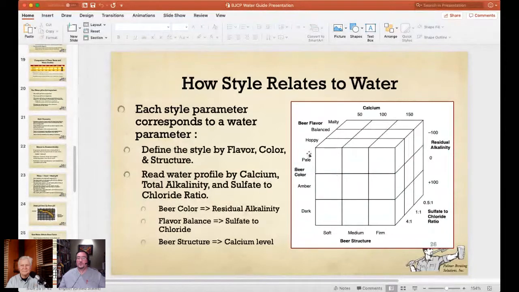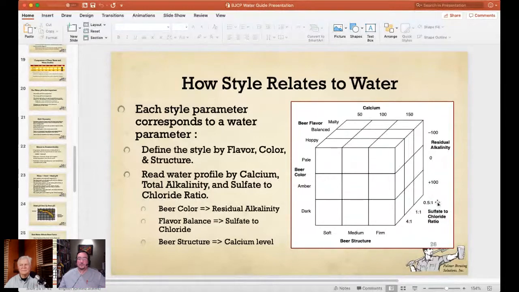We go to flavor balance, malty, balanced, or hoppy. This is our sulfate to chloride ratio over here. So you follow these around. If we want a hoppy beer, we'd be looking for a sulfate to chloride ratio of roughly 4:1, for example. Maybe 2:1, it may be 6:1, but whatever. If we're looking for a balanced beer flavor, then we're looking for more of a 1:1 sulfate to chloride ratio. Maybe that's 50-50, maybe that's 100-100, whatever, more balanced ratio. If we're looking for a malty beer, then we'd be looking for a water that has more of a 1/2 sulfate to chloride ratio.